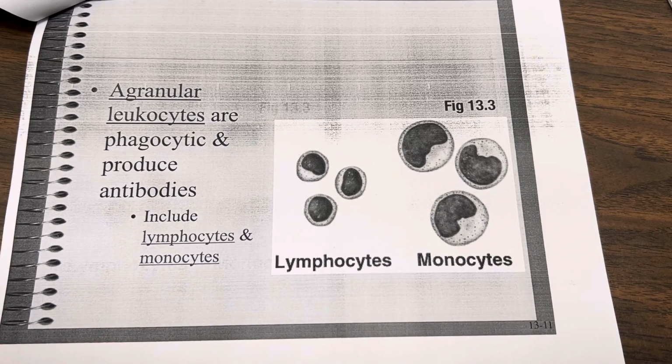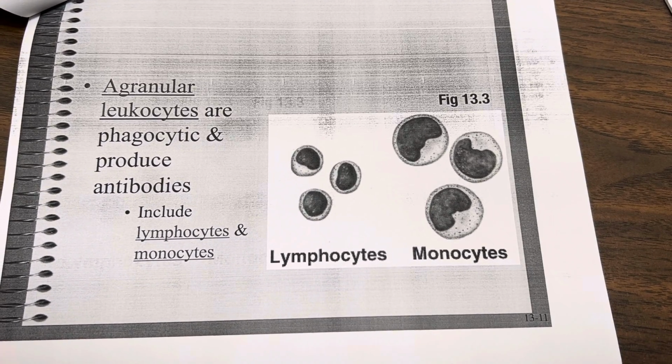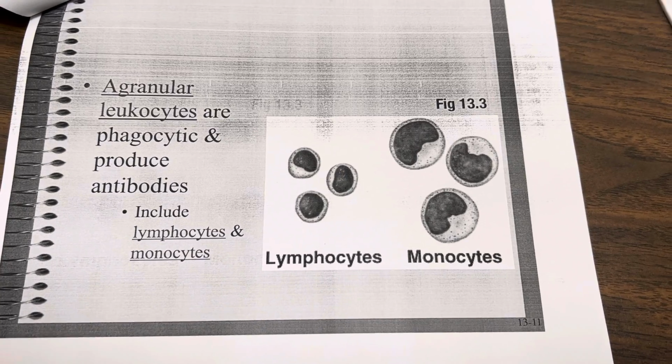Agranular leukocytes are phagocytic and produce antibodies. They include lymphocytes and monocytes.